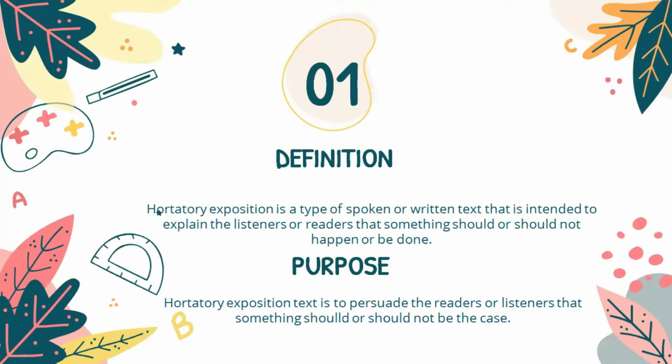First, definition and purpose. The definition of hortatory exposition is a type of spoken or written text that is intended to explain to the listener or reader that something should or shouldn't happen or be done. And the purpose of hortatory exposition text is to persuade the readers or listeners that something should or shouldn't be the case. The definition usually contains the argument of the author to influence the reader of the text.